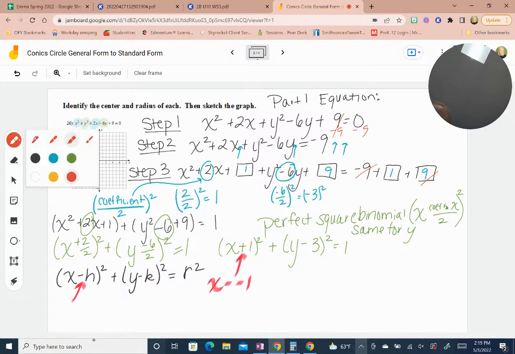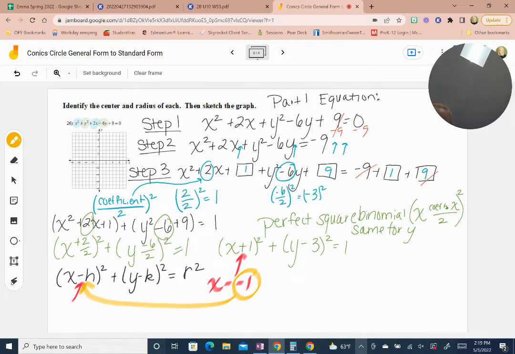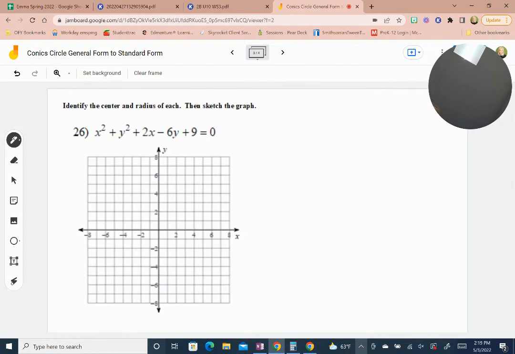Now I can put my negative 1 into here, and it matches x minus negative 1, x minus h has to be negative 1, okay? So my h is negative 1, my k is equal to 3, my r squared is equal to 1, so if I take the square root of both sides, r is equal to 1. Great, so I'm going to put that on my next page.